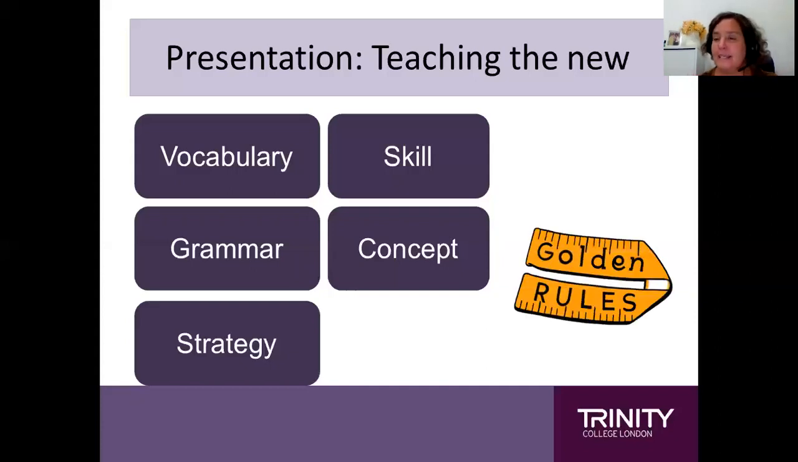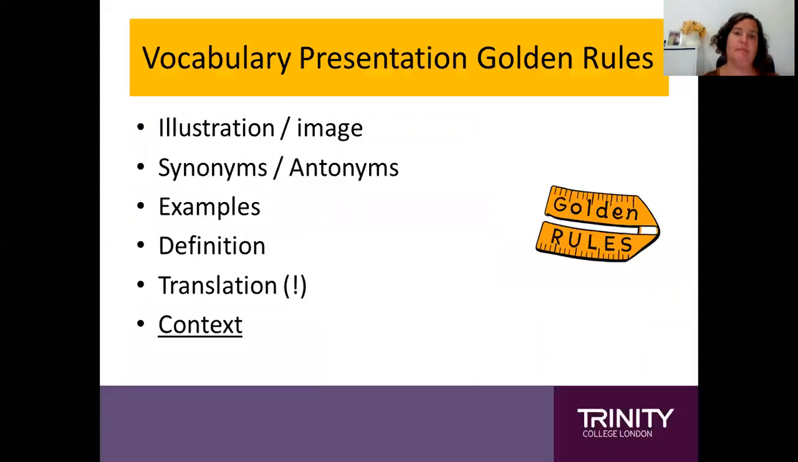So let us get started by discussing some of the golden rules when it comes to presenting, all right? So let us go to vocabulary presentation. I'm going to call these the golden rules, the things that we language teachers need to pay attention to. We need to bear this in mind, all right?